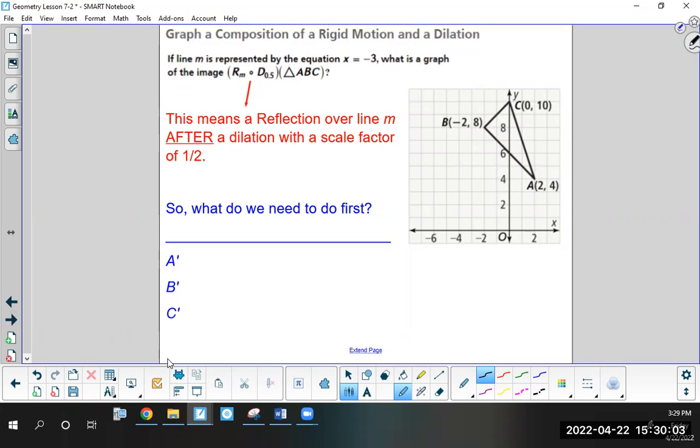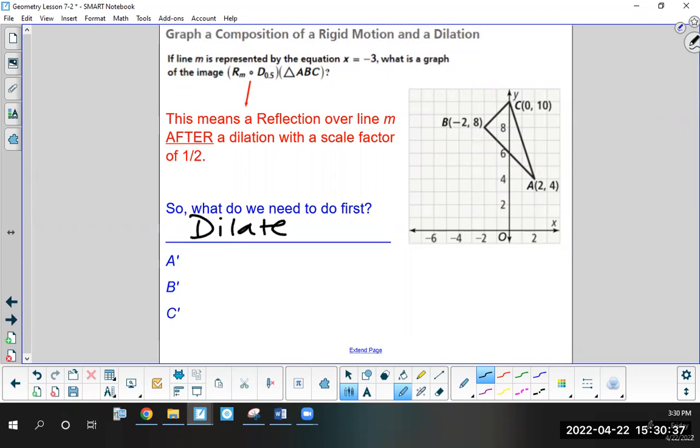Thank you. Sorry. The 0.5 tells me this is going to be a reduction. We're going to have a scale factor of 1/2. Okay. And then the triangle ABC part just tells us what we are reflecting and dilating. Okay. So according to this, it means we're going to reflect over line M after we dilate with a scale factor of 1/2. So the very first thing we need to do is dilate with a scale factor of 1/2. So we're going to dilate first. Okay, that is the trickiest part, figuring out which one you're going to do first and which one you're going to do second.